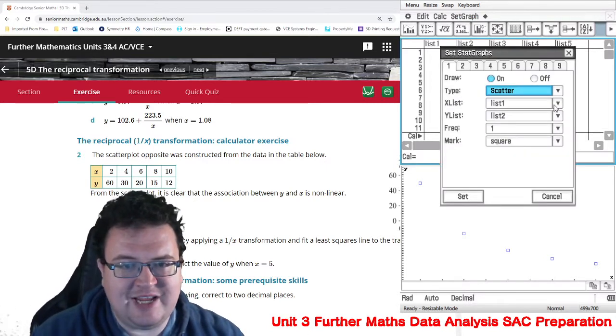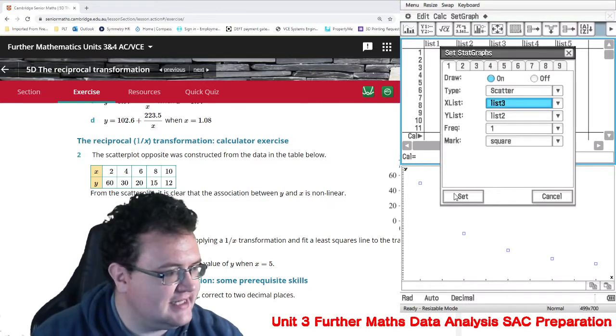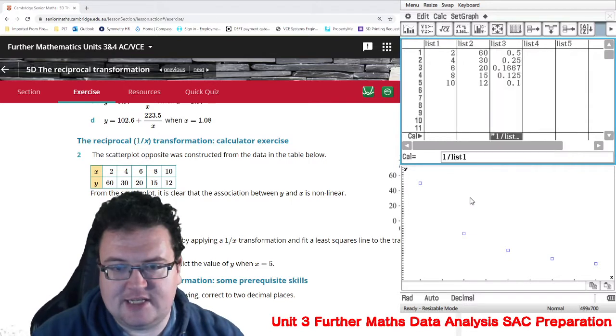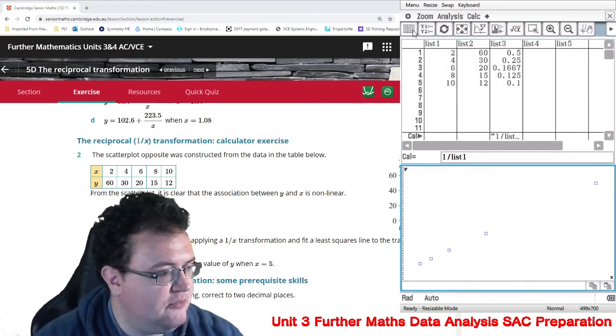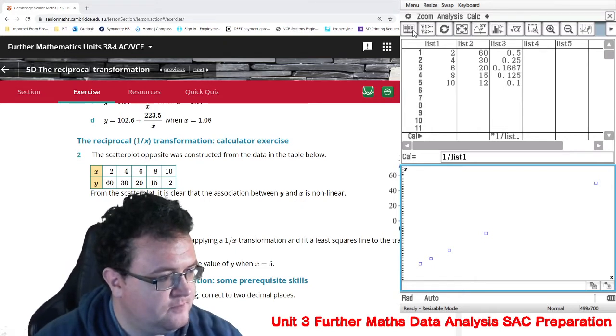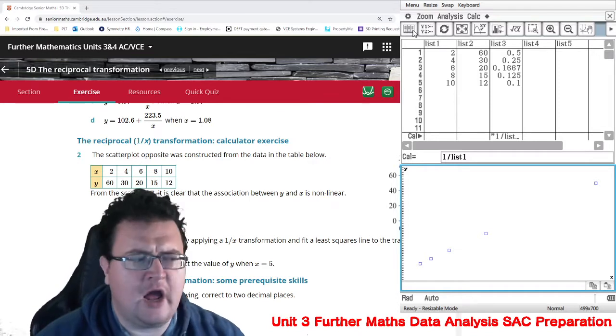Now, instead of doing an X list of list 1, I'm going to use list 3 as my X list. I'm going to hit set. I'm going to draw my scatter plot. And hey presto, look what's changed. Data is now in a nice, sweet straight line. Straight lines are good lines.